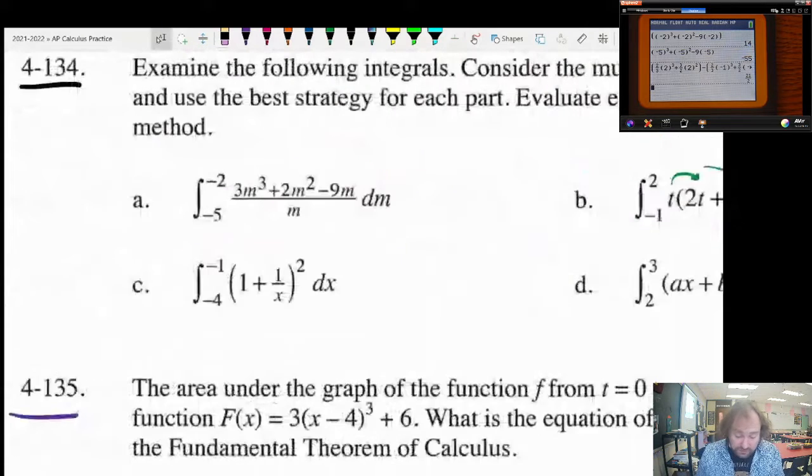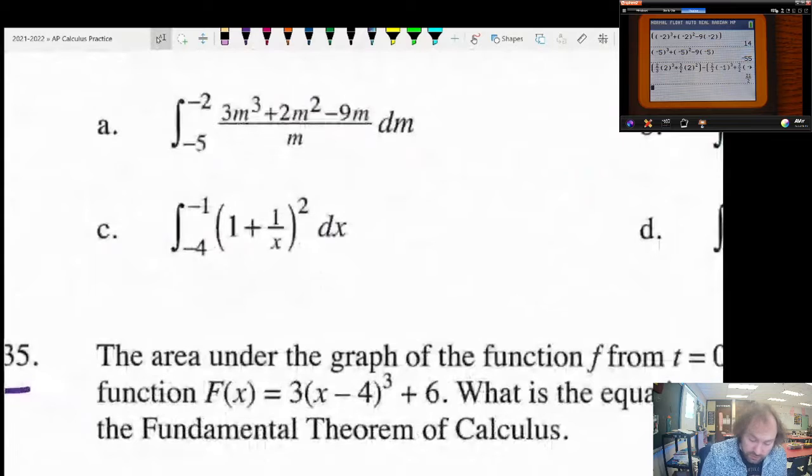Now, in the interest of time, I'm going to show you how you could do C without a calculator, and then we're going to do C with the calculator, because I feel like it's worth practicing those processes for at least one of these questions. This is going to turn really quick into the integral from -4 to -1. We should expand this out.